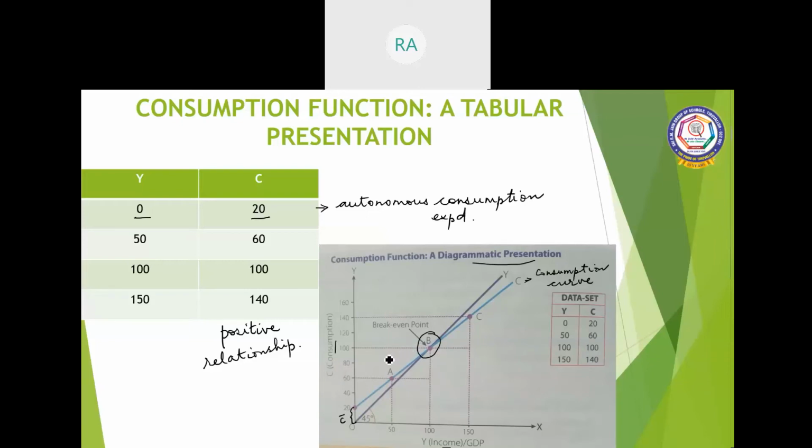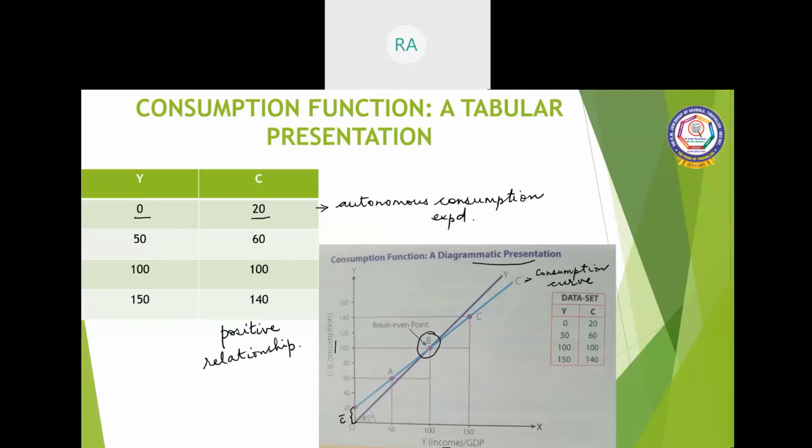The C line is positively sloped, moving upward from left to right. It starts from 20 and moves upwards from left to right. It indicates that C is positively related to Y. Higher the income, higher is the consumption expenditure. Though initially the consumption line is above the Y line, eventually it remains below the Y line, implying that the rate at which consumption expenditure increases is lower than the rate at which Y increases.